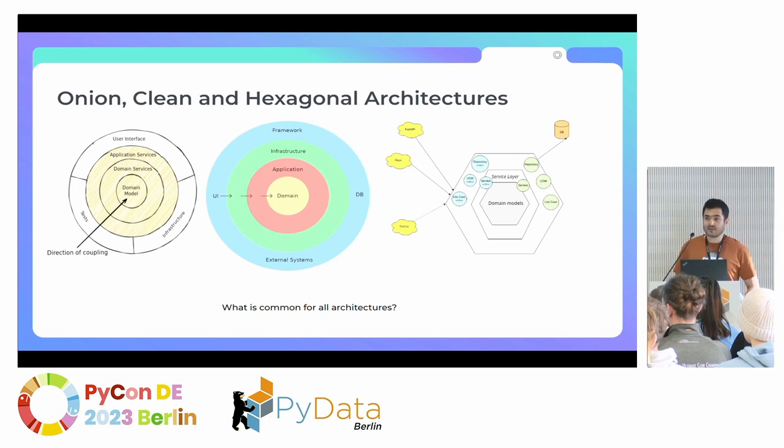And the second commonality, what you see here, what's common? All the architectures center the domain model. So this is the heart of the complexity of the software. This is where the business logic, or the problem you are trying to fix, sits. And that's why they centered it. It means that this is the most crucial part of your application.